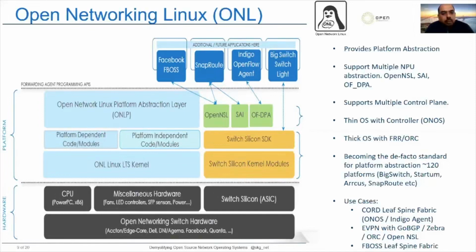Currently, it is used in the CORD project using the ONOS SDN controller with the Indigo agent, and in some cases used as a thick OS with GoBGP and Zebra for an EVPN use case. And it is used in a leaf and spine fabric use case with Facebook FBOSS.